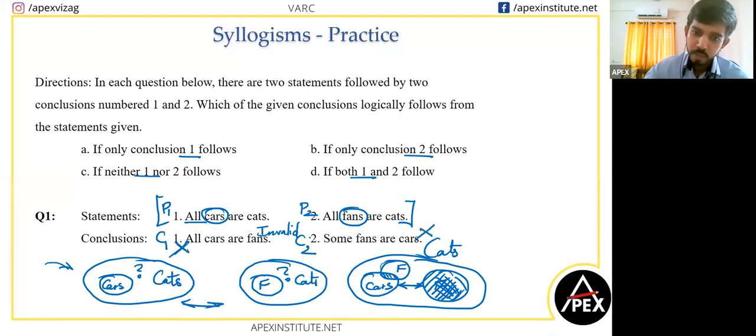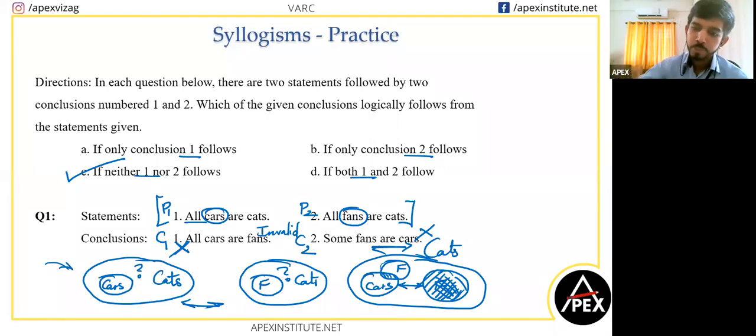The second one is also not a valid argument. Can we say some fans are cars, or all fans are cars, or no fans are cars? No. This relation has not been given to us. So therefore, neither one nor two follows. Both are invalid. Okay, so all possibilities are open. Interesting. I know a lot of you got it wrong, but I hope the doubts have been solved. I hope you know why we are incorrect. Right? Some have chosen A, B, and D also.